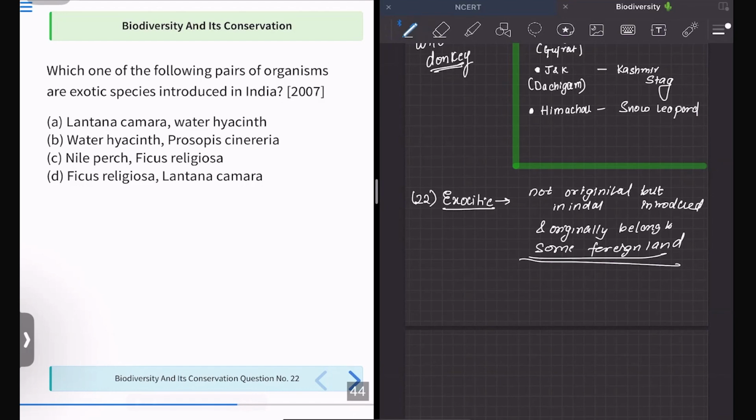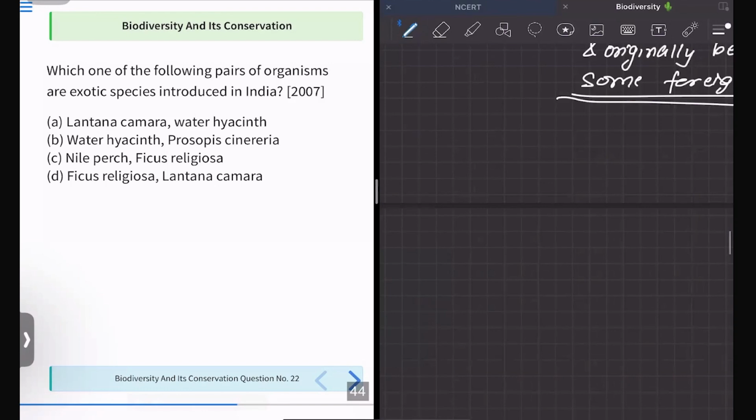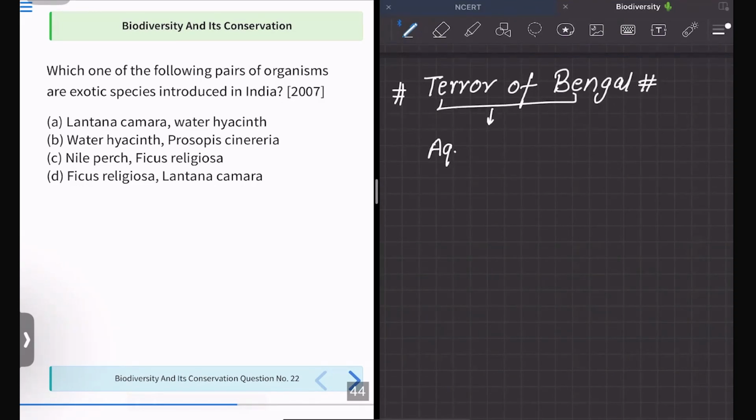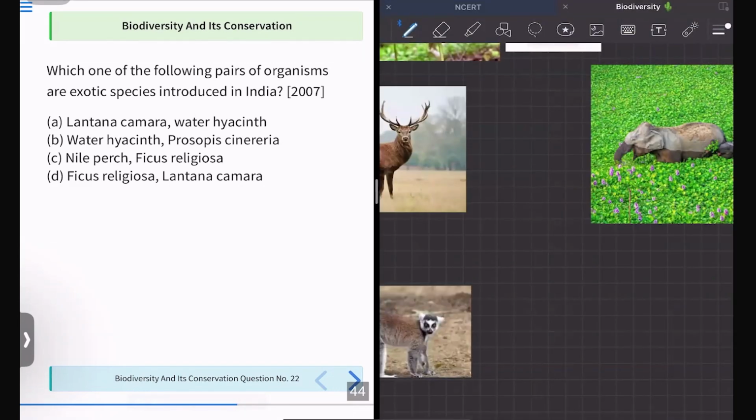Now let us discuss more about this in detail. If you read your book, we have a species very famously known as the terror of Bengal. The people from the Bengal area might have heard about this. When I say terror of Bengal, what I am actually referring to is nothing but a simple aquatic plant, which is actually very beautiful. I will show you the photo. This aquatic plant's name is water hyacinth. Now let me show you the photo so that you remember, because pictorial memory is always the longest.